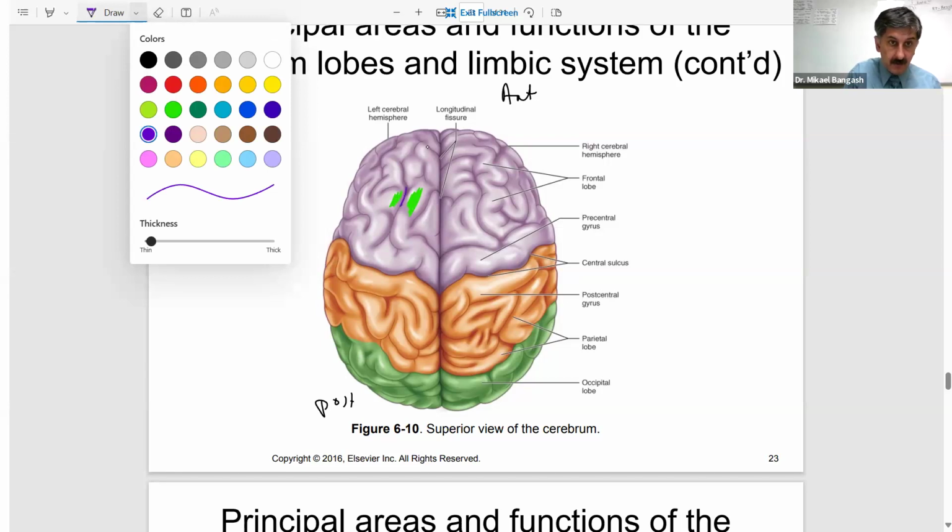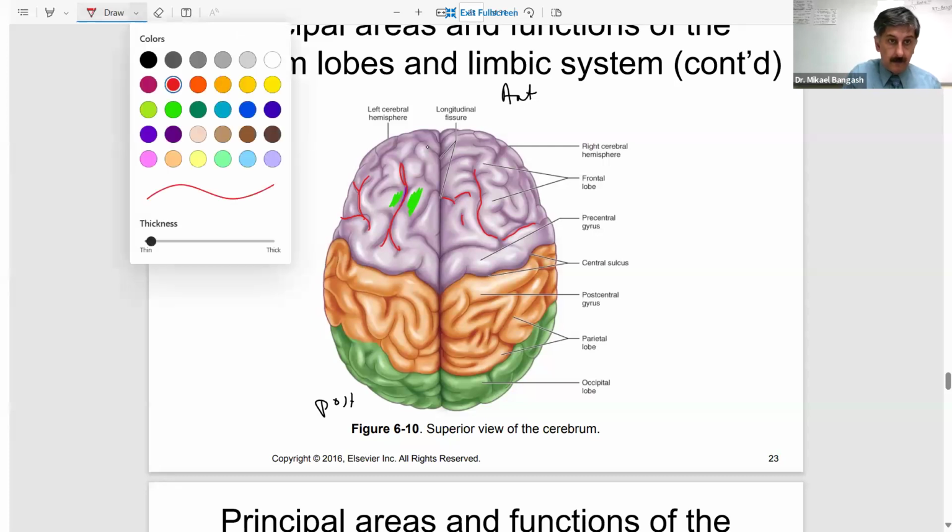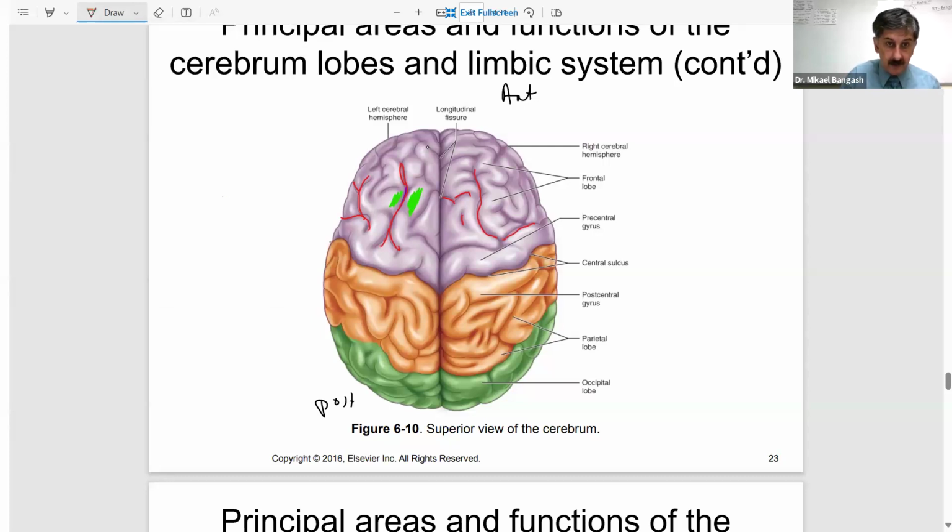So let's choose a color that will stand out. These are sulci, all these. Okay. So we have a major sulcus in the brain, which is this one here, between your frontal lobe, which is going to be anterior to the central sulcus, and your two parietal lobes, which are going to be posterior to the central sulcus.